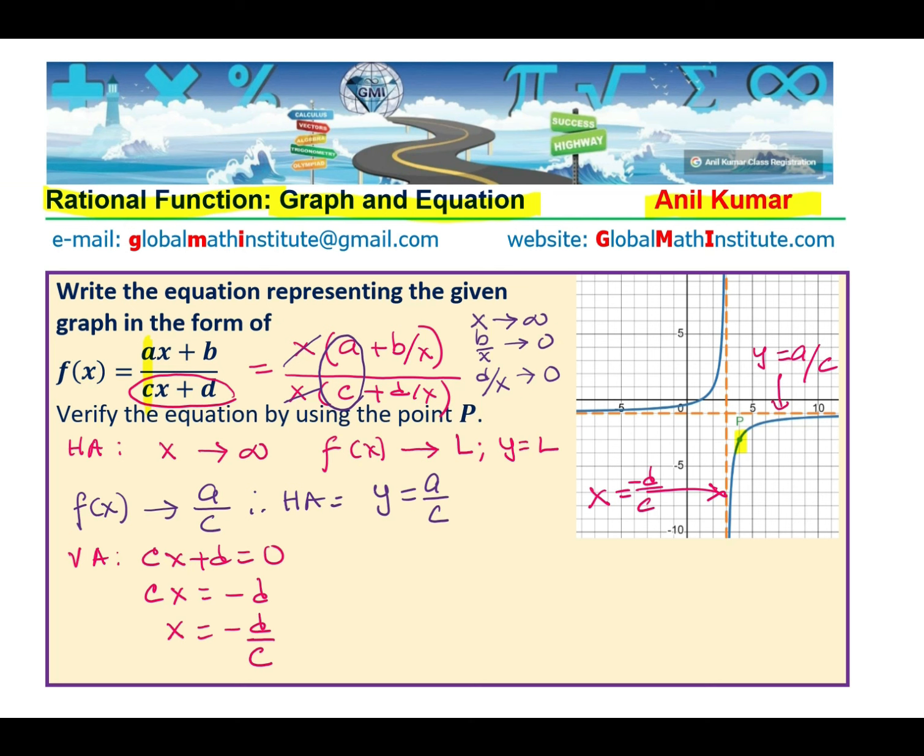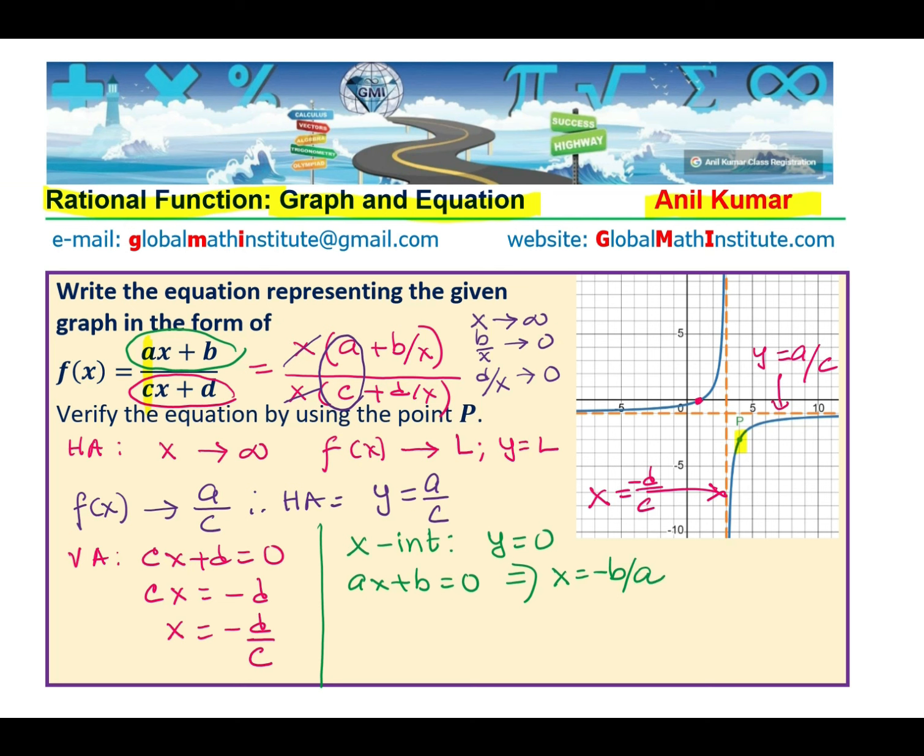There are many other parameters which are very important to figure out, of which the x and y intercepts are very critical. For example, here you could actually see the x-intercept. So let's analyze the x-intercept also. The x-intercept means y equals 0, which means the numerator is 0. So ax plus b equals 0, and that gives you the value of the x-intercept: x equals minus b by a.